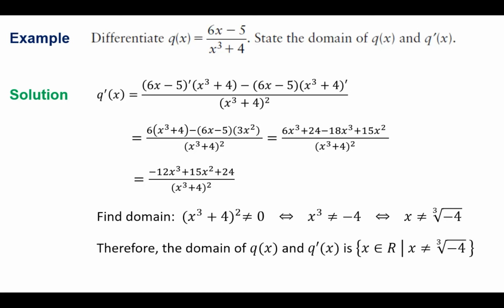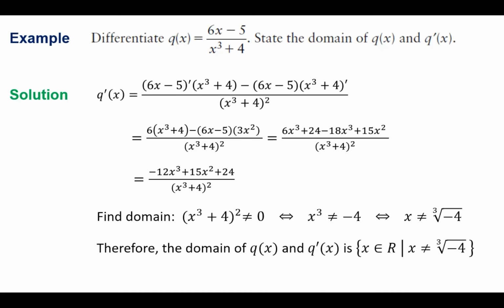In the original function, the limitation for our independent variable x is that the denominator cannot be 0. Therefore, x can be any real number, but cannot be the cubic root of -4. That's the domain for the original function. Then for the derivative function, apparently (x cubed plus 4) squared cannot be 0, right? No matter what x is, the denominator is always a positive number.